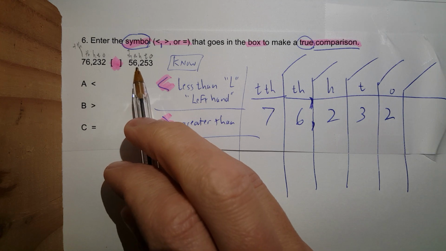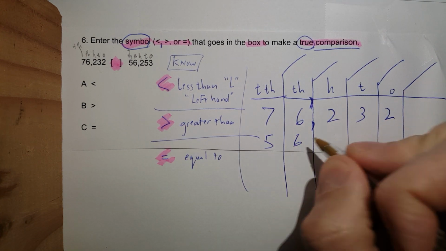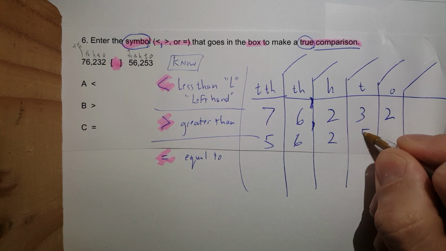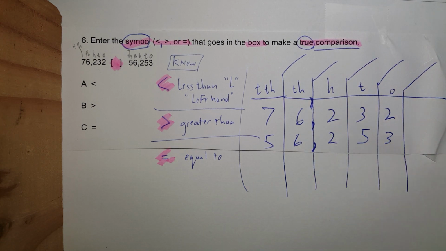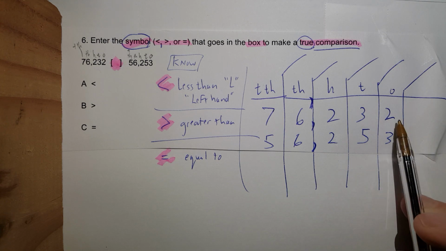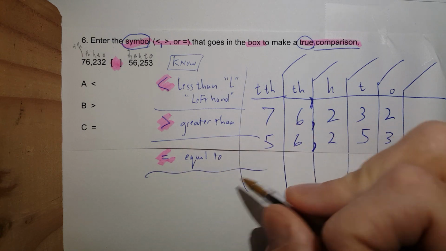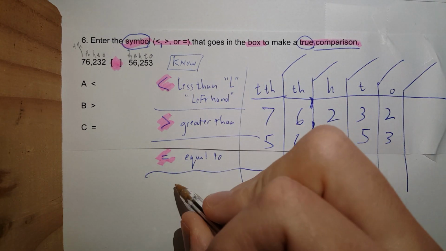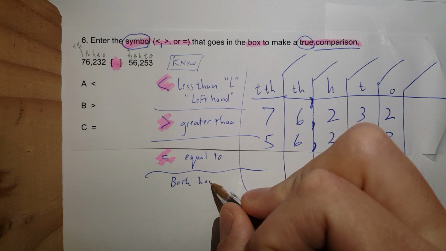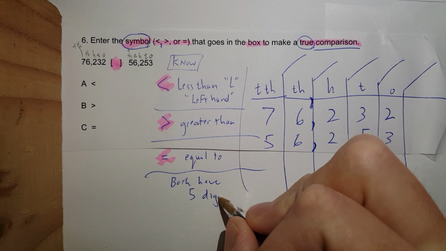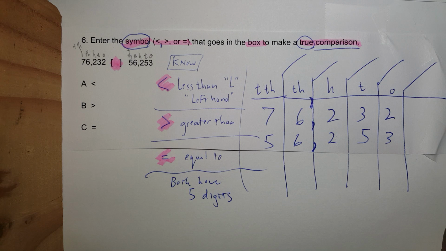Then you take the other number, 56,253. Okay, first off, they have exactly the same amount of digits. 1, 2, 3, 4, 5 digits. Okay, so what else do I know? Both have 5 digits. All right. Now, the goal is to keep these recordings to about 6-7 minutes at the most, so I'm at 5 minutes. I got 1 minute to prove my answer.